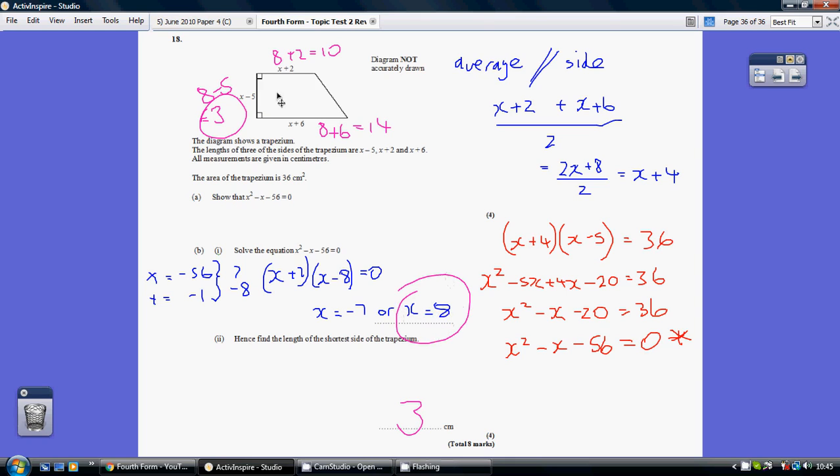So when x is 8, this length is x plus 2, that length is 10, that length is x take away 5, which is 3, and this length is x plus 6, which is 14. Question asks for the shortest length, so that's 3.